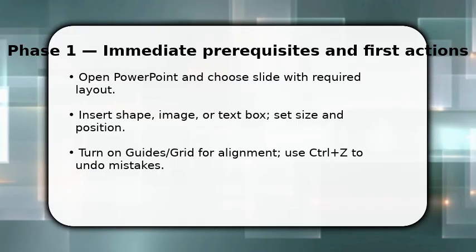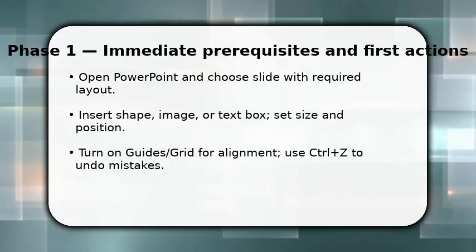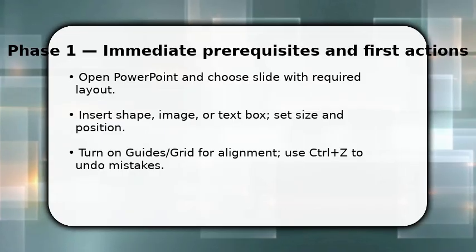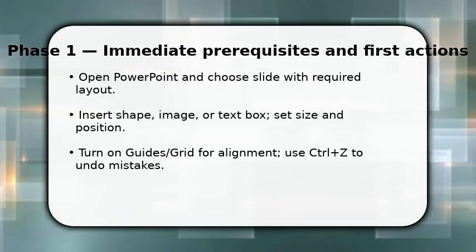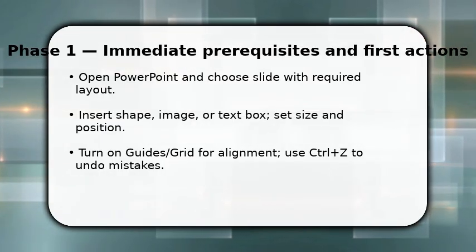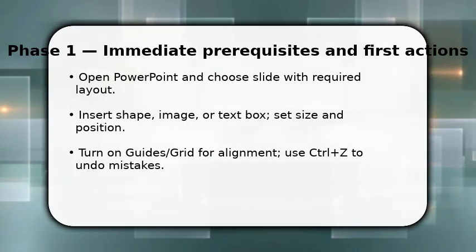Next, open the Animations tab because that is where you'll choose the Motion Path effect. Click Add Animation and then Motion Paths. You're taking the first actionable step toward motion that looks intentional and clean.